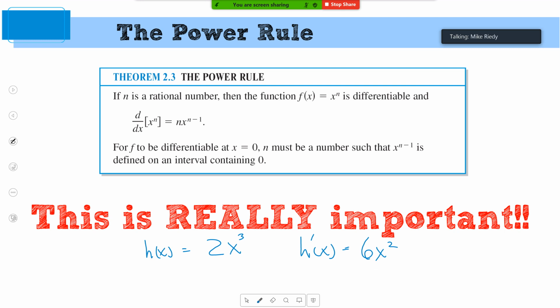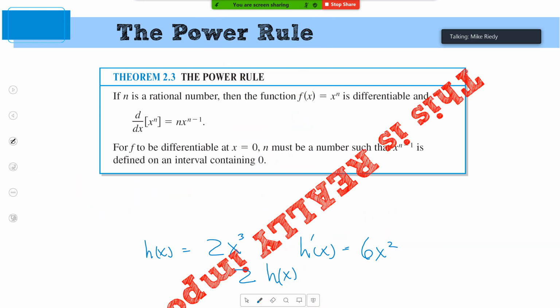So this constant, this 2 out in front, doesn't matter to anything. Okay? It just sits out there doing its own thing. So you could think of this as 2 times h of x, which is kind of cheating. That's not really good notation, but take the derivative of the x cubed, and then when you're done, multiply it by 2. So you are 100% correct. You just multiply the number in front by that number that you bring down. And so you see now how easy this is going to make your life.